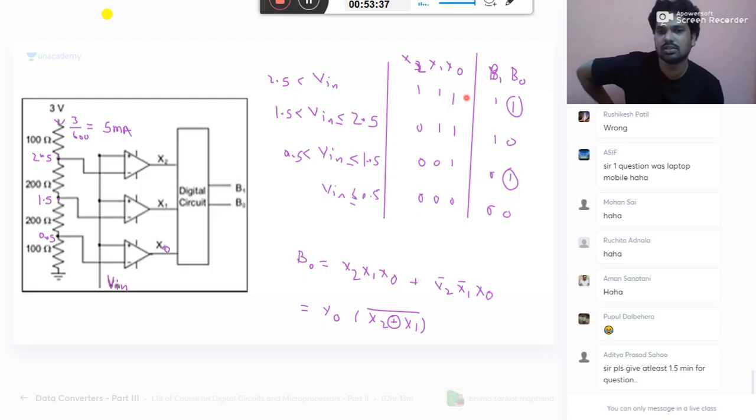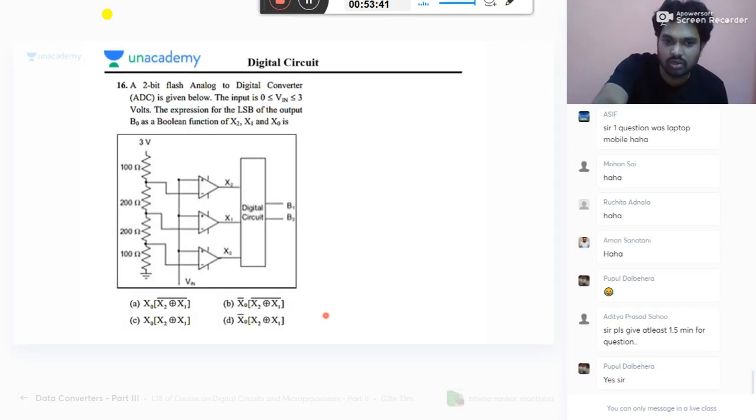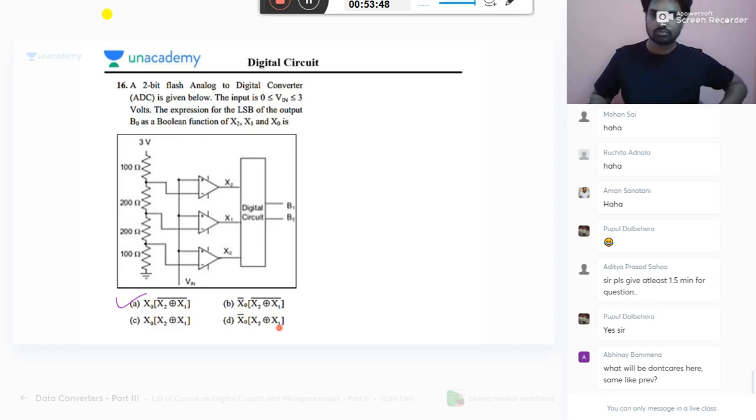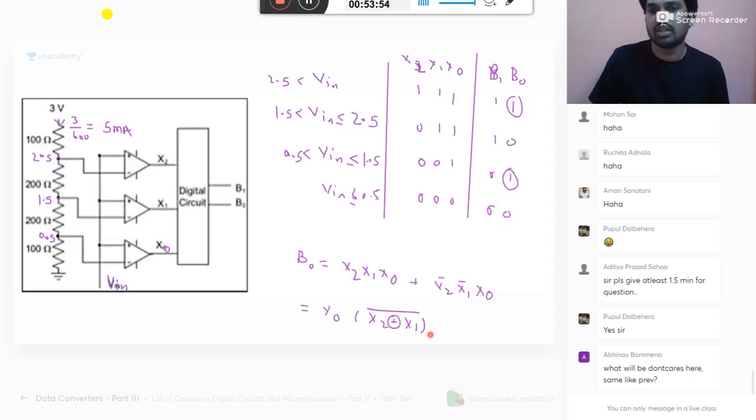B0 is 1 for this case, this case. 111 0 0. That's all. Because according to options we should go. In the options he has not minimized, we should also don't minimize. Yeah, same. It is the same question. Whatever not here, all are don't case. But we have not done minimization here.